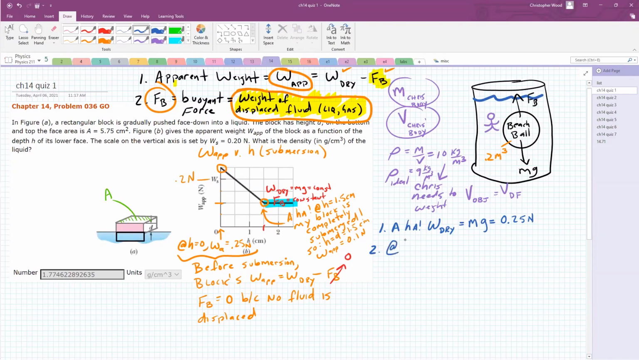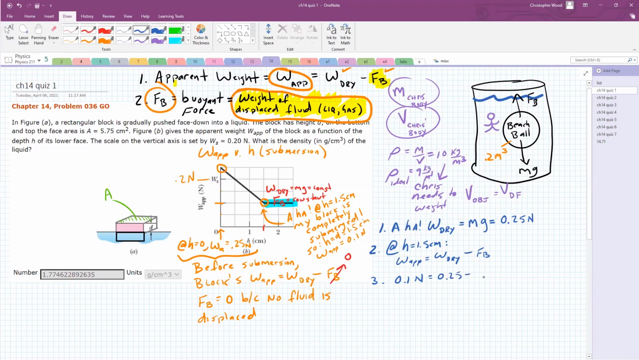At H equals 1.5 centimeters, at that submersion, I have the following. I'm just going to rewrite this. The apparent weight equals the dry weight minus the buoyant force. And now let's get more specific, number 3. So the apparent weight is 0.1 newtons, equals the dry weight, which is 0.25 newtons, minus the buoyant force.